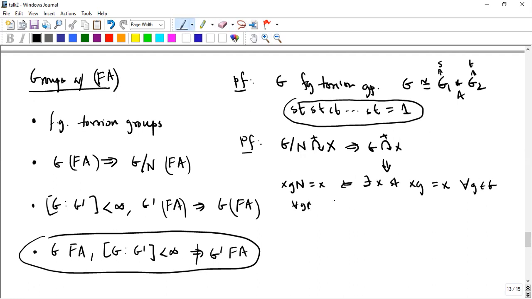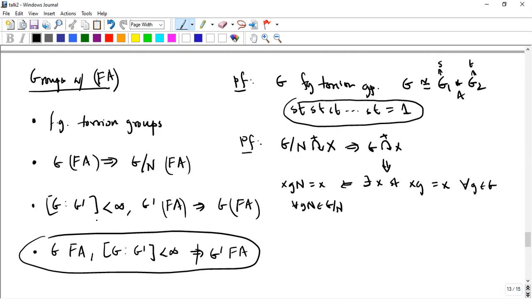For all gn in G mod n. And that is exactly property FA for G mod n, right? G mod n acts on X implies it has a fixed point. Right, so that's the proof. So the property FA goes through quotients.